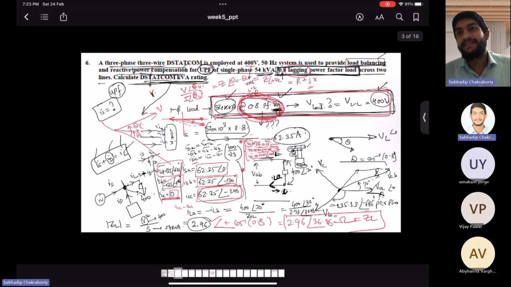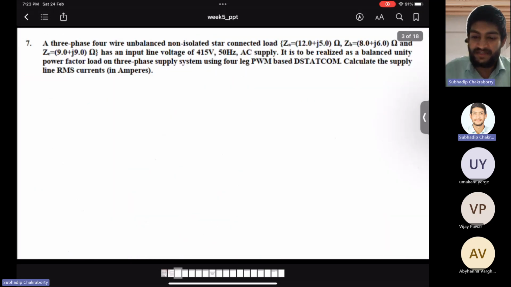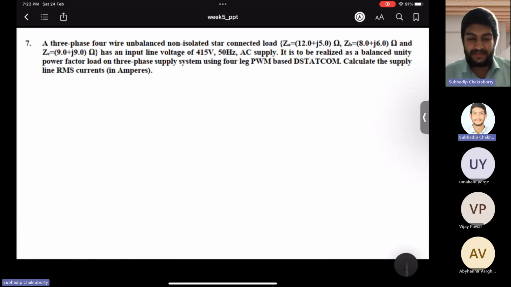So just practice these kind of problems for DSTATCOM, right? Next problem you just see. Next problem is easy.